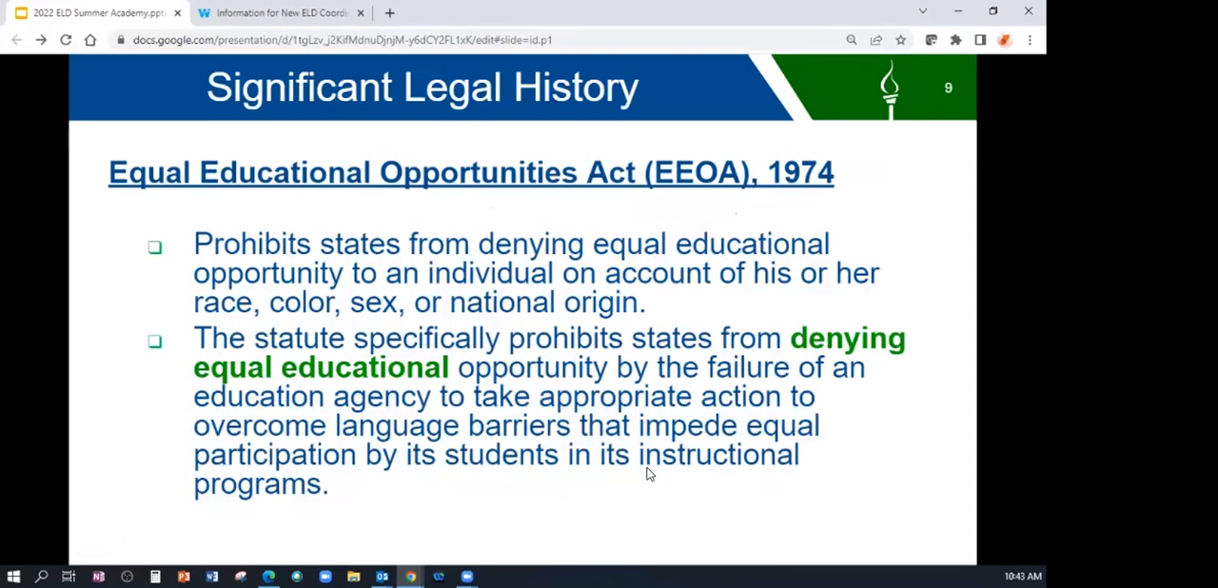And the next step in our history of English learners was the Equal Educational Opportunities Act, or EEOA as it's called. It was in 1974, and it takes it to a level that specifically focuses on education. So we can't deny equal educational opportunities to students because of their race or sex or national origin. None of that is allowable. So everyone's entitled to an education.